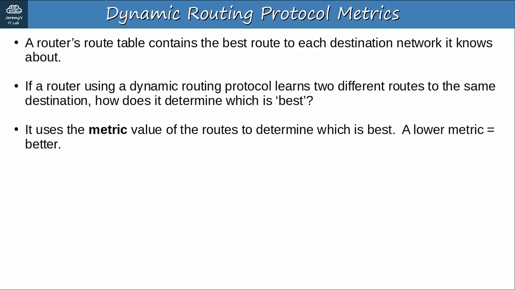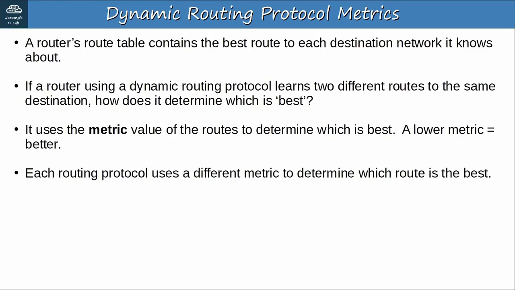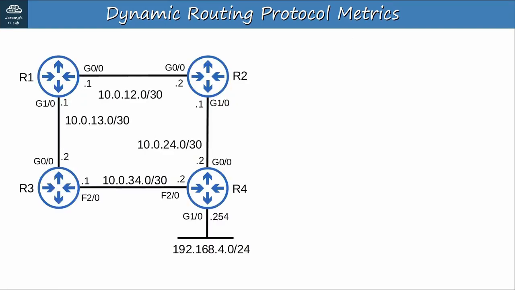It's like the root cost in spanning tree. A lower root cost is considered superior, so the interface with the lowest root cost will become the root port. For dynamic routing protocols, the route with the lowest metric is considered best, and will be entered into the routing table. Each routing protocol uses a different metric to determine which route is the best.